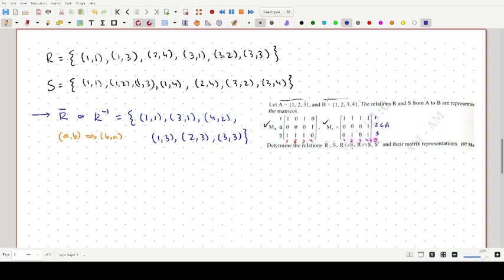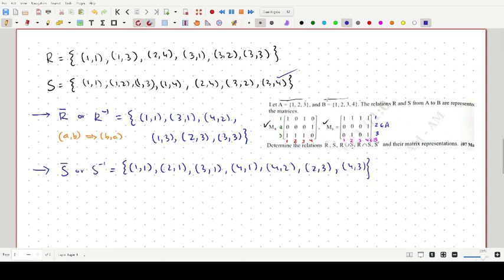Okay, also in the same manner, the second one, S inverse, is given as follows: 1 comma 1 remains 1 comma 1, 1 comma 2 becomes 2 comma 1, 1 comma 3 becomes 3 comma 1, 1 comma 4 becomes 4 comma 1, 2 comma 4 becomes 4 comma 2, 3 comma 2 becomes 2 comma 3, and 3 comma 4, right? The 3 comma 4 becomes 4 comma 3, and that's the relation S inverse.